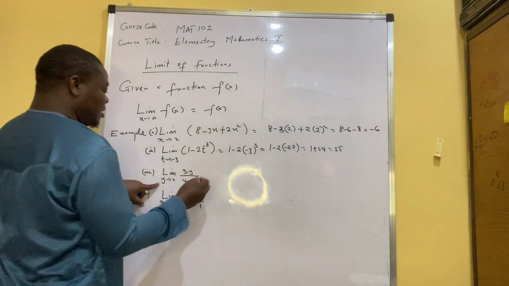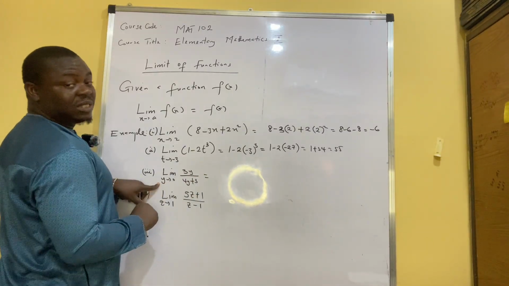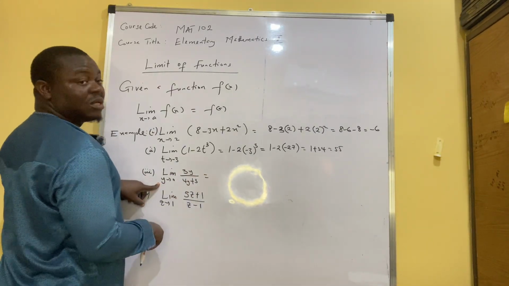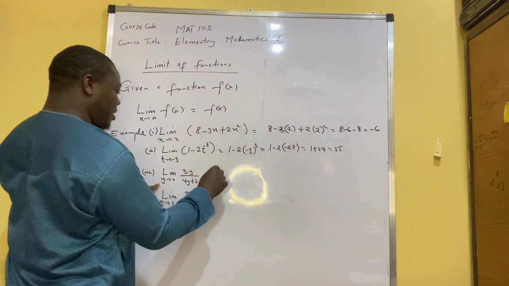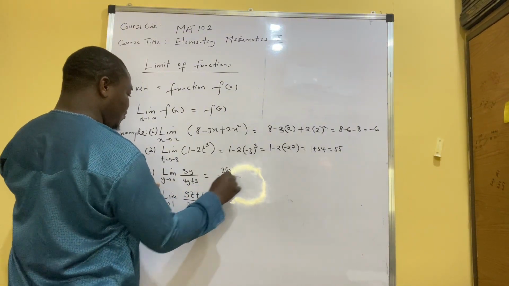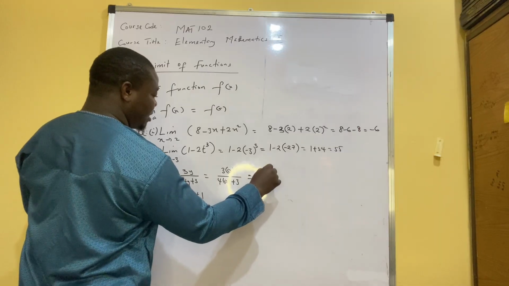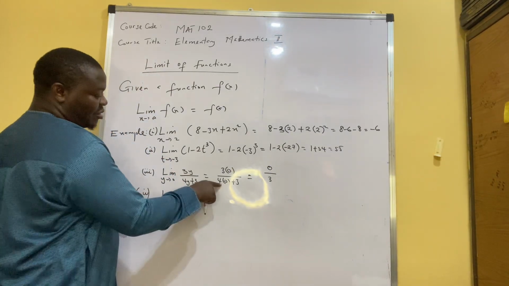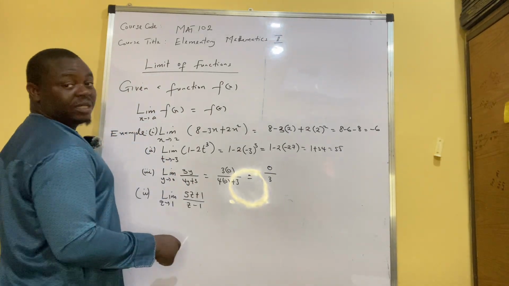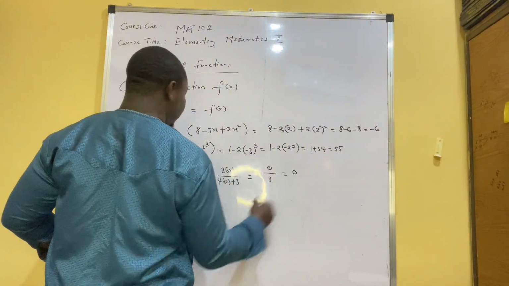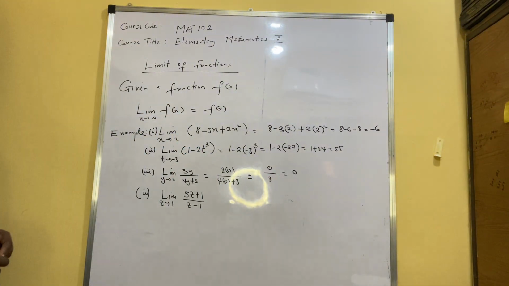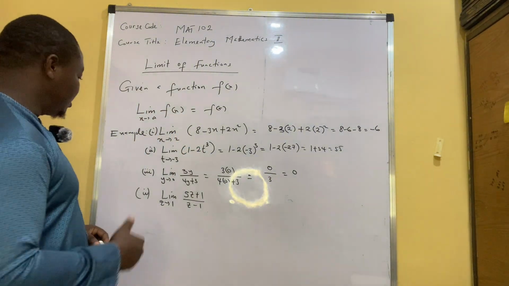So here, the limit of this function as y tends to 0. So wherever we see y, we replace with what? 0. So that we have 3 times 0 over 4 times 0 plus 3. Okay, so this will be equal to 0 over 3, because 4 times 0 is 0, 0 plus 3 is 3. So 0 divided by 3 is 0. So the limit of that function as y tends to 0 is 0.